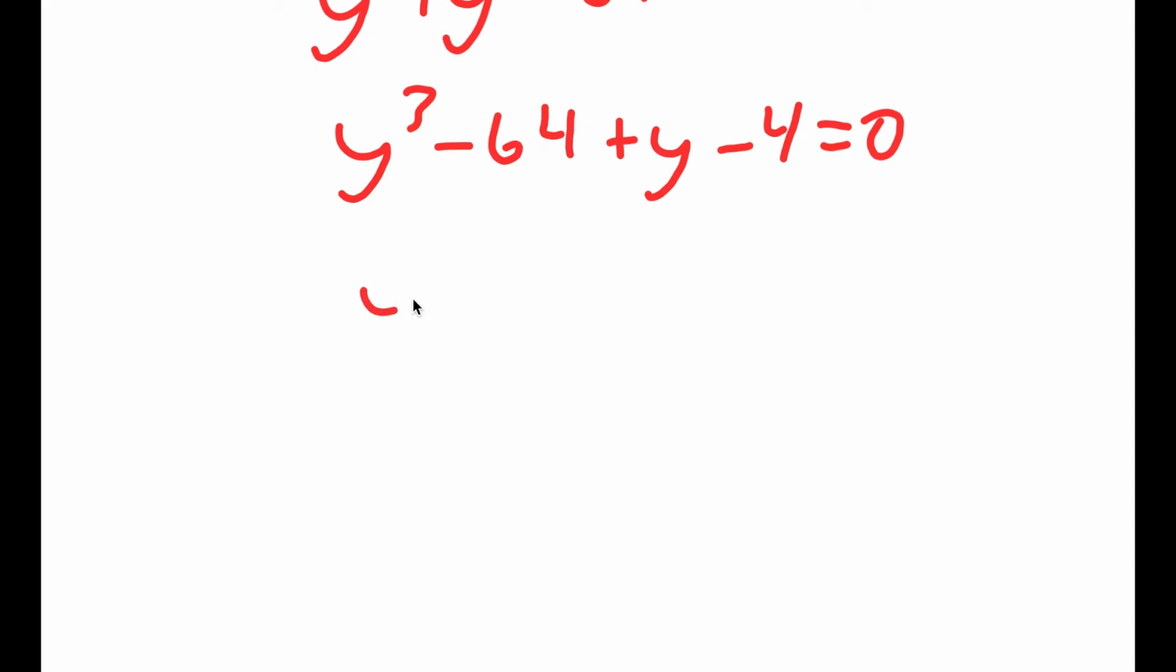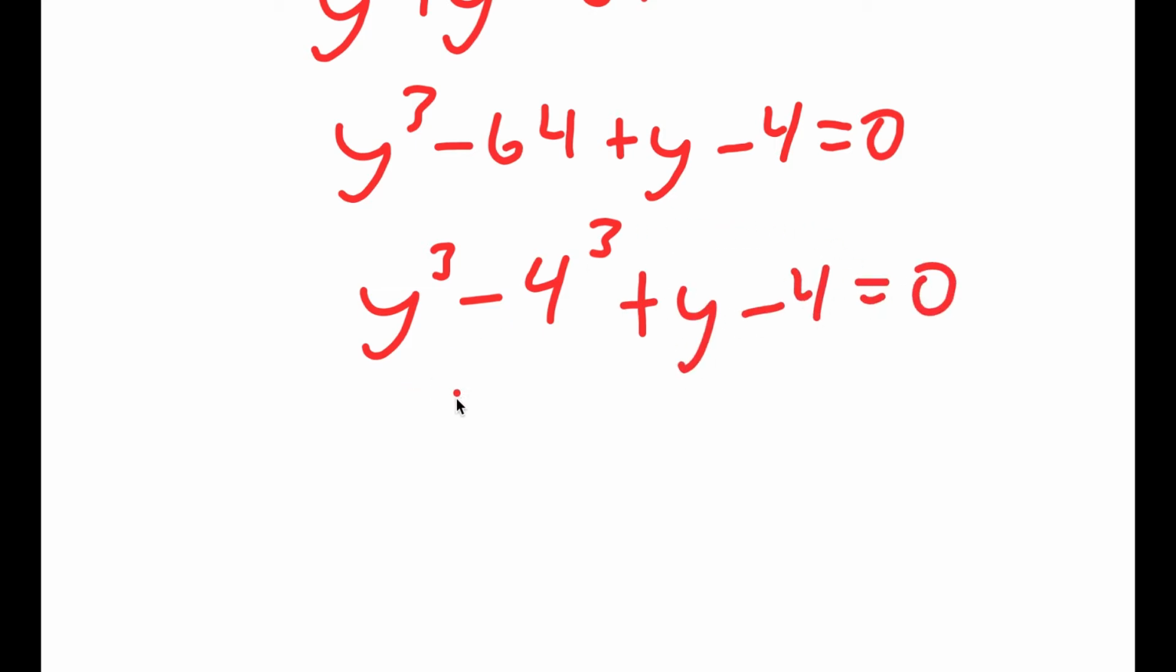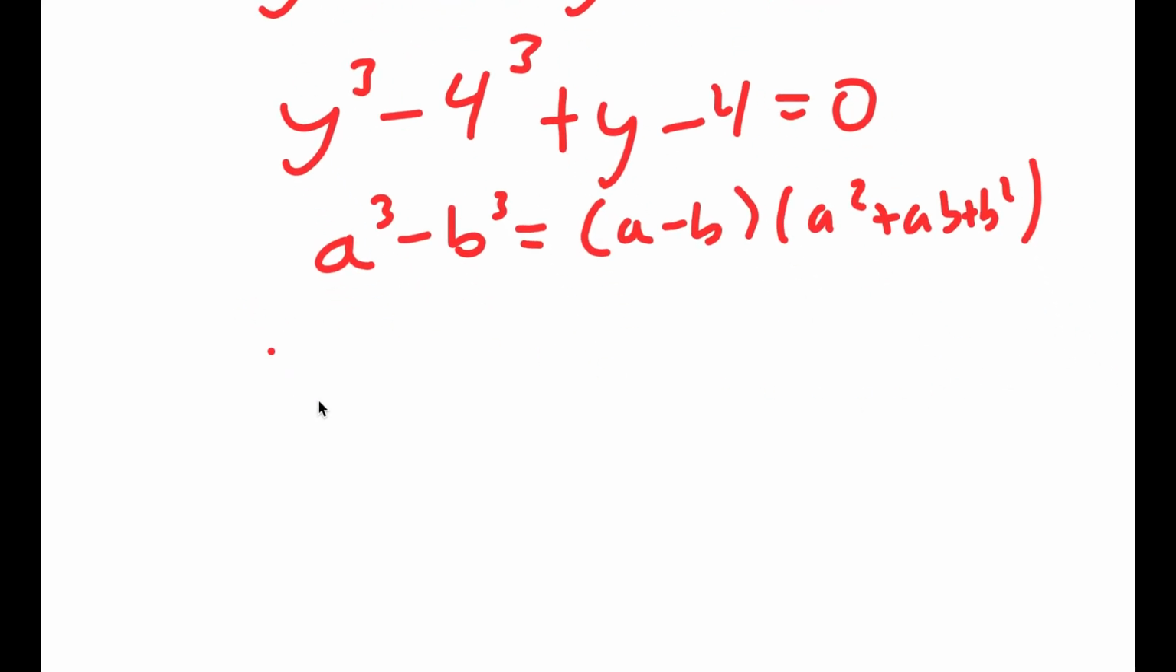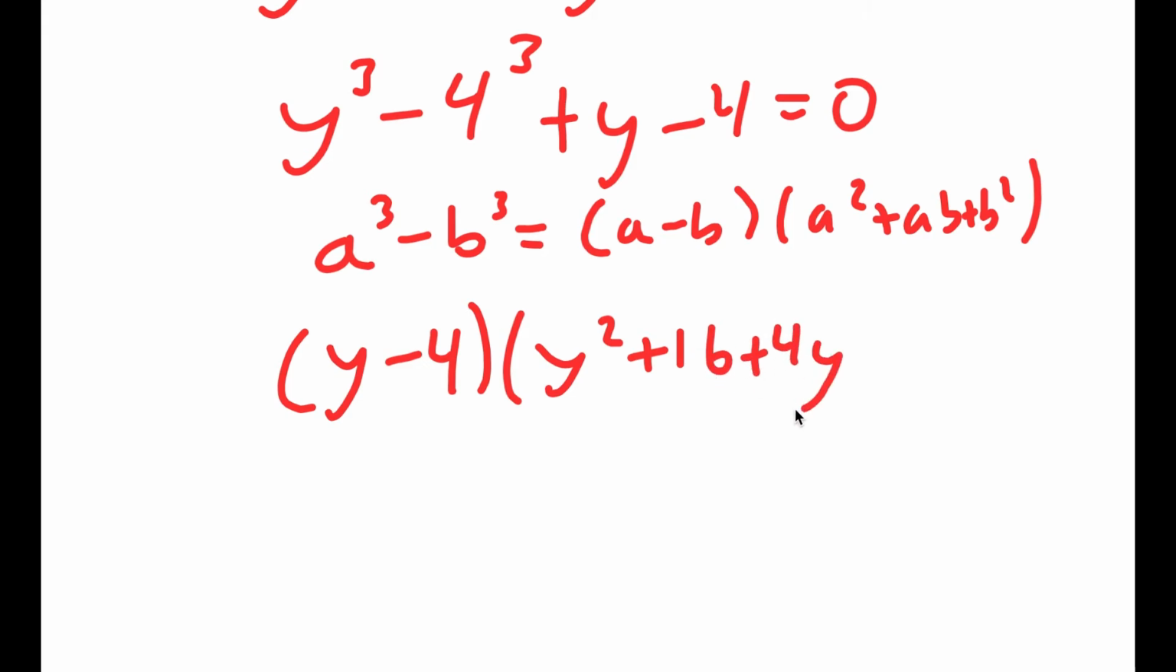Now 64 is the same thing as 4 to the power of 3. So I have y to the power of 3 minus 4 to the power of 3 plus y minus 4 is equal to 0. And if I have something in the form a to the power of 3 minus b to the power of 3, this is equal to a minus b times a squared plus ab plus b squared. So in this case, this is going to equal y minus 4 times y squared plus 16 plus 4y plus y minus 4.